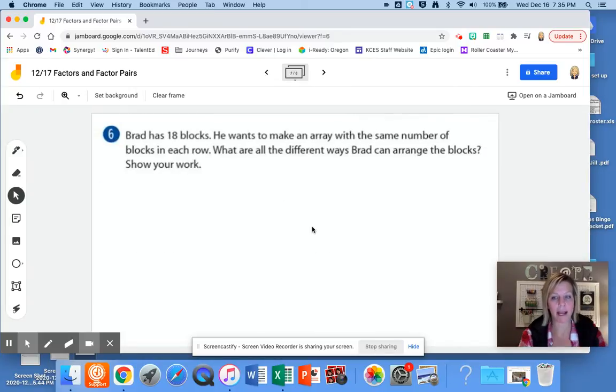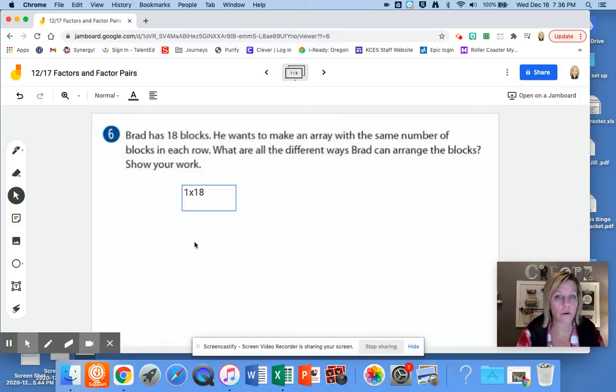Looking at this next one, I'm going to ask you guys to try this on your own. Brad has 18 blocks. He wants to make an array with the same number of blocks in each row. What are all the different ways Brad can arrange blocks? Show your work. I'm going to give you that first one because remember, 1 is always a factor to every number. So we have 1 times 18.